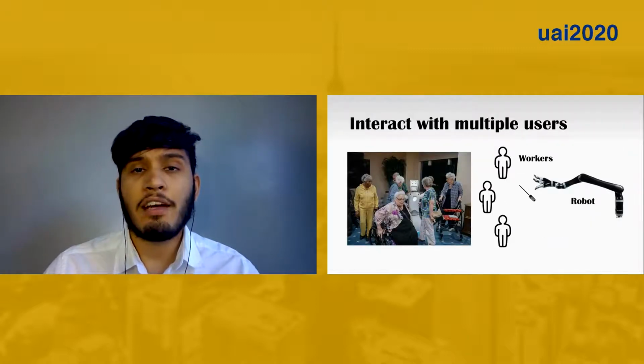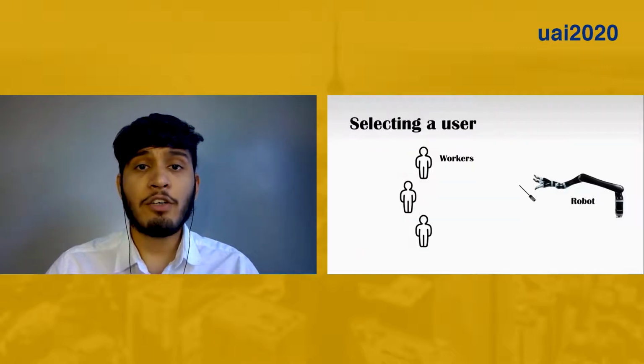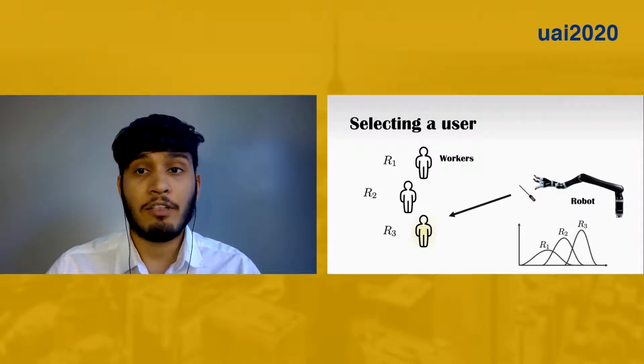When a robot has to interact with multiple users, like a social robot communicating with elders or a factory robot supplying tools to workers, the robot has to decide which user to interact with. One way to formulate this is to associate each interaction with a reward, and thus we want to select the user that gives us the maximum reward.